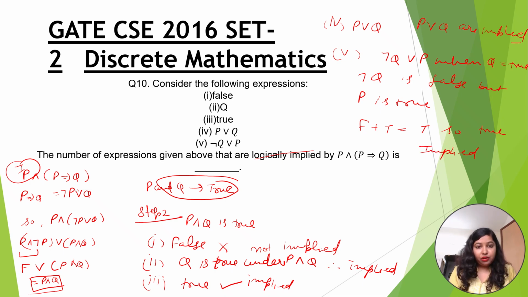So all of these, expressions 2, 3, 4, 5, are implied. So the number of expressions given above that are logically implied is 4. The answer is 4. Okay, so next, let's come to the next question.